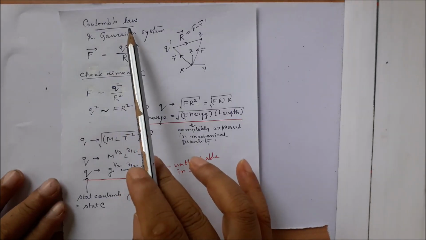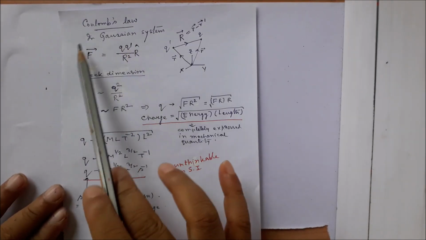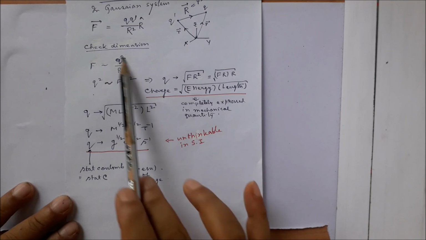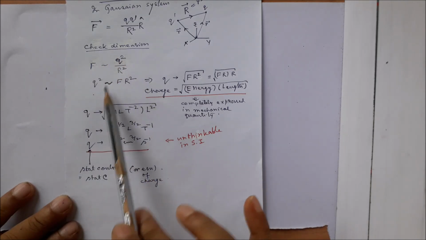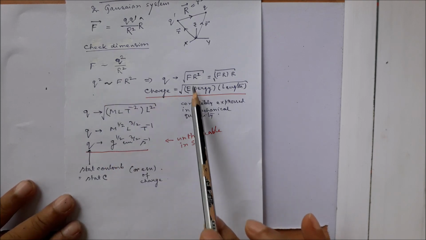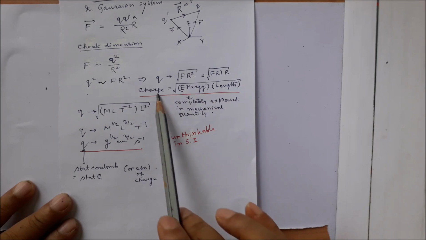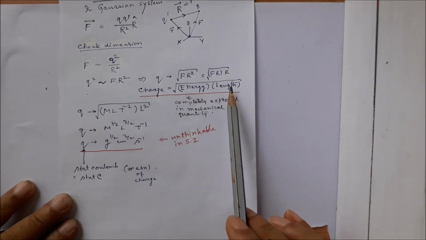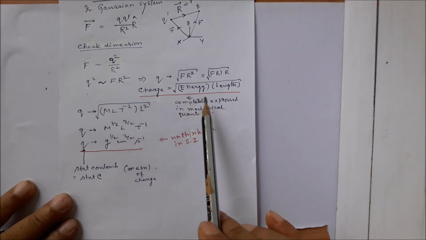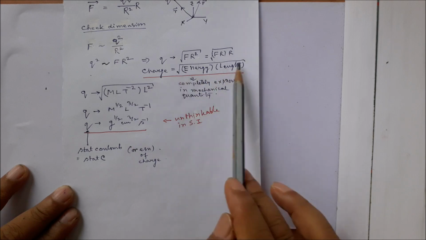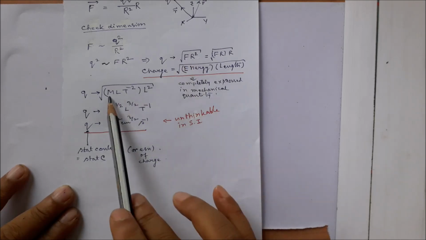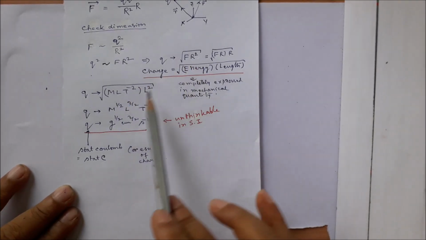Let us discuss Coulomb's law in the Gaussian system. So this is the form, and we can easily check the dimensions. This has a simple structure, from which we end up with Q square equal to F into R square. So from here we end up with this simple relation, charge equal to under root of energy into length, a huge relation, and we find charge has been completely expressed in mechanical quantities, energy into length whole under root. Now Q is under root F R square, so F has dimensions M L T to the power minus 2 and R square is L square.